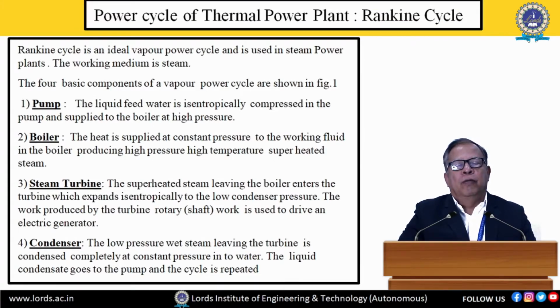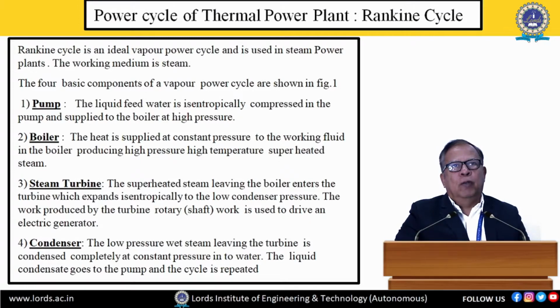Now, we will come to the actual cycle which is operated in a power plant. That is Rankine cycle. It is the ideal vapor power cycle, and it is used in all steam power plants. Then we can say the working medium is steam in these power plants. Now, the four basic components of a vapor power cycle are pump, boiler, steam turbine, and condenser.